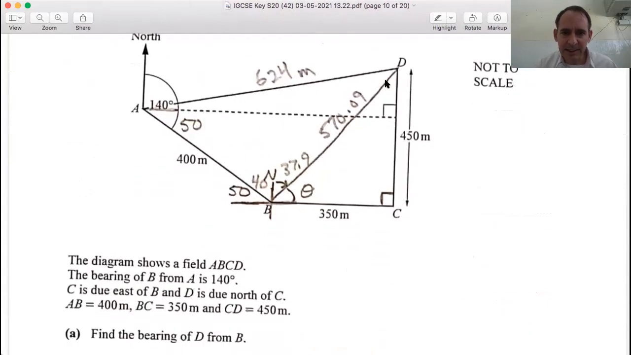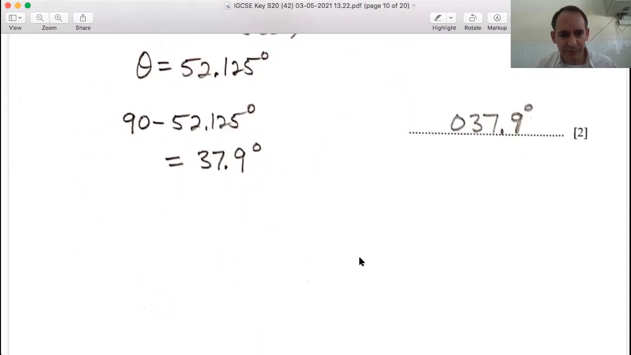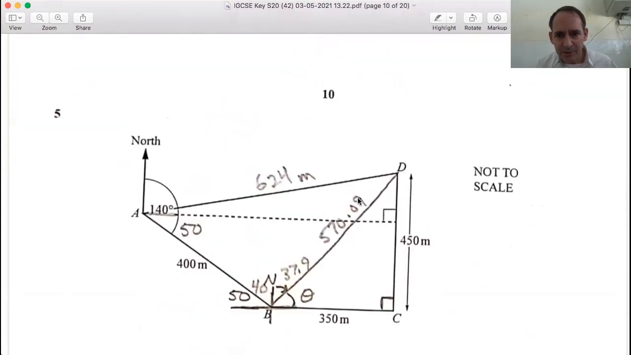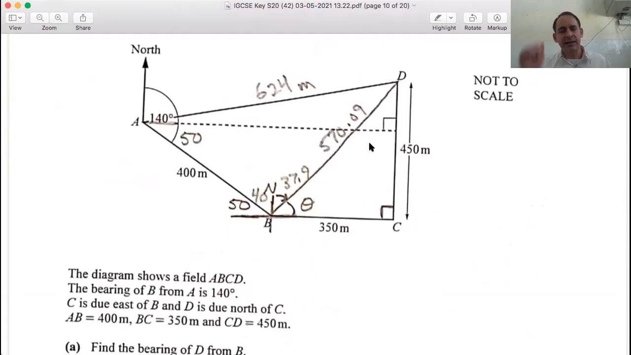With our B, D, we can use the Pythagorean theorem. So 350 squared plus 450 squared and square root of that. So we start with that. So our BD is 570.09. So here we have 570.09. Now notice we have a side, but we do not have the total corresponding angle. We know the 50, but we don't know this little sliver right here.